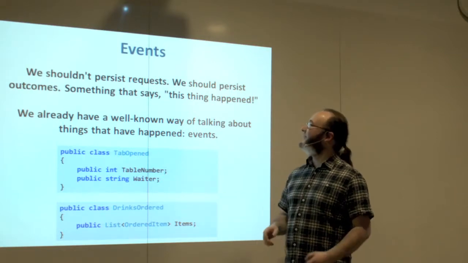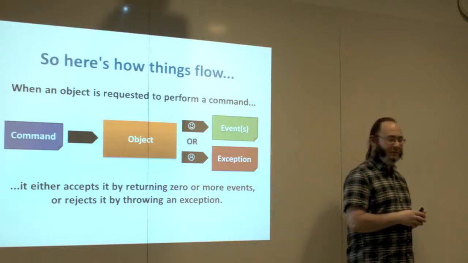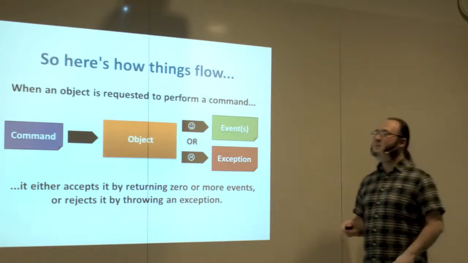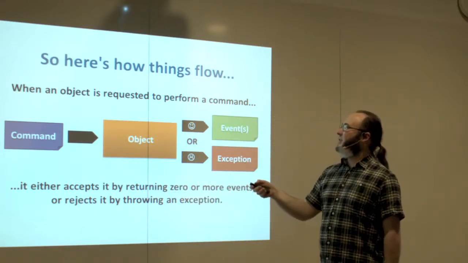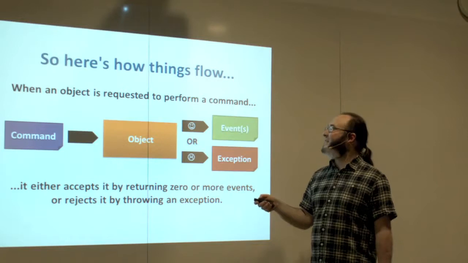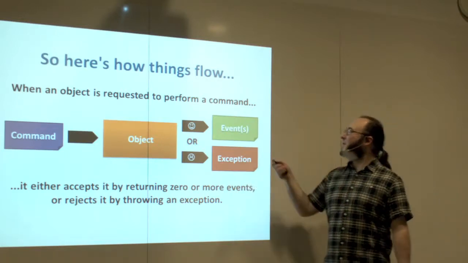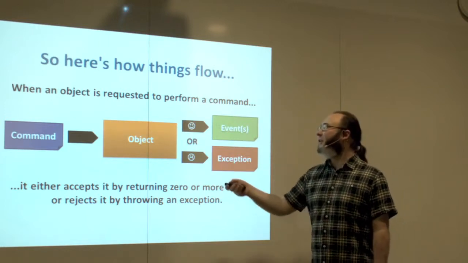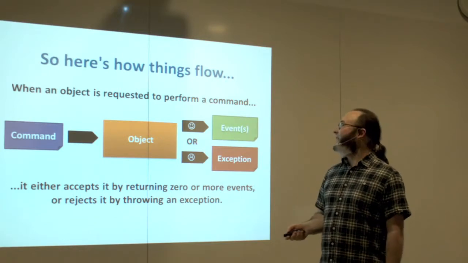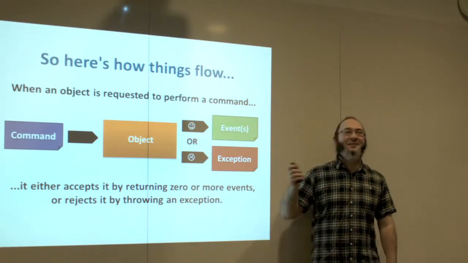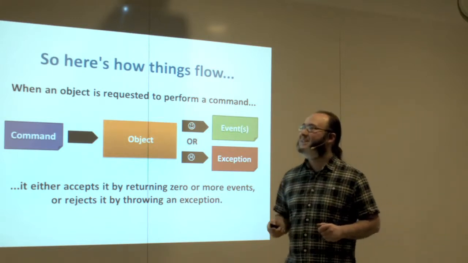So a tab was opened. Drinks were ordered. Basically, every interaction with a system can come to be expressed as a command that goes into an object, which has a nice bunch of encapsulated state in there, and either it agrees that this request is sensible, and we get an event or events, or it says, no way, I'm not doing that, and you get an exception. We tend to call them the happy path and the sad path, at least the folks I work with, which is kind of nice.